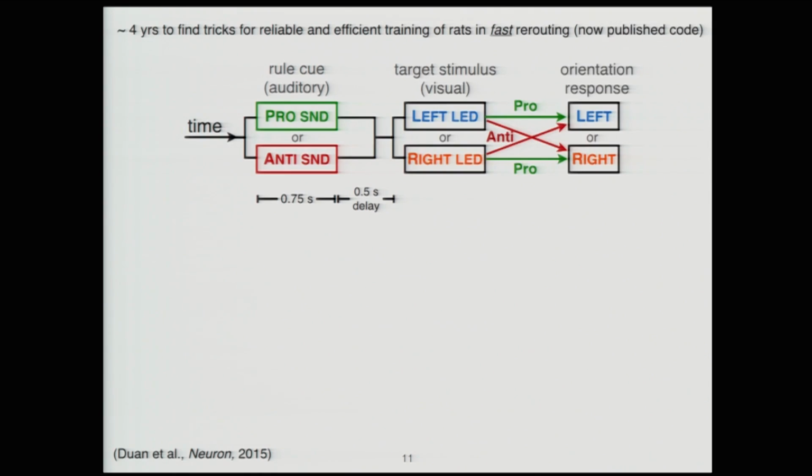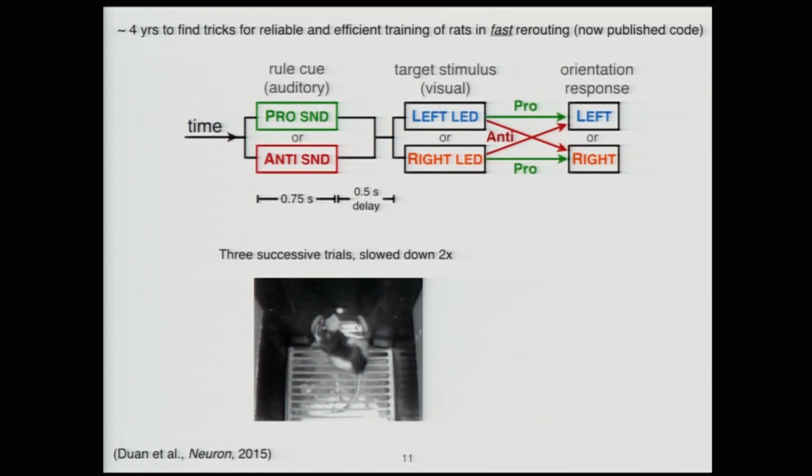And the thing that was difficult to train the animals to do was to be able to switch between those two on a trial-by-trial basis. It's not relearning from the pro rule to the anti rule, but on a single trial basis, it can switch from one to the other. It knows both, and it's able to switch rapidly. So let me show you a video of three successive trials. We've slowed the video down by a factor of 2.